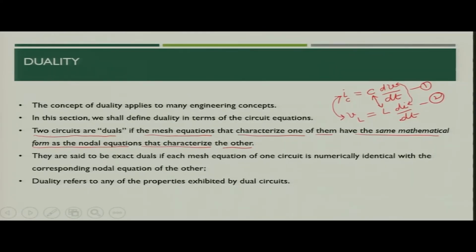Now, these are exact duals if each mesh equation of one circuit is numerically identical with the corresponding nodal equation of the other. In that case, we can say that both of the circuits are exactly dual. So, what does duality mean? Duality refers to any of the properties exhibited by the dual circuits.